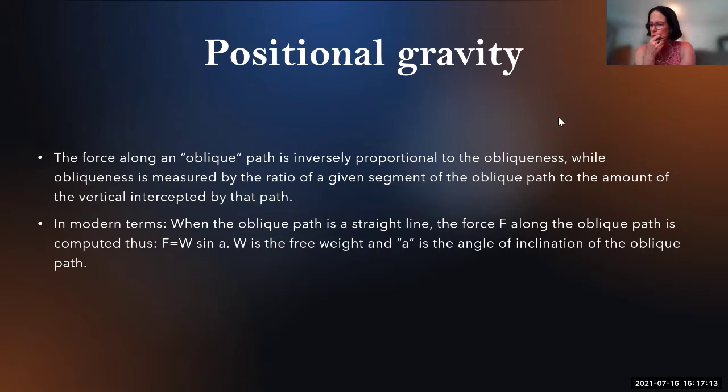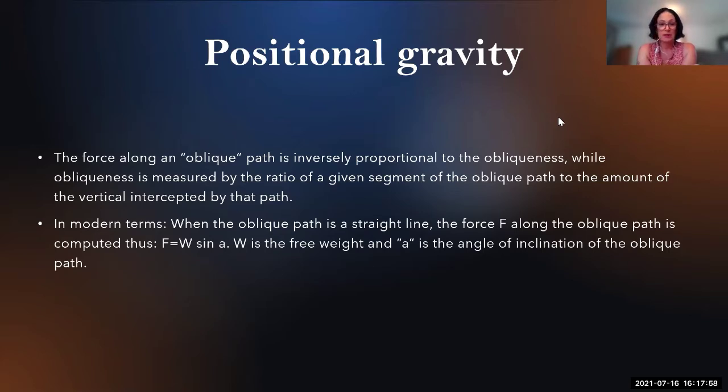In modern terms, we would say that when the oblique path is a straight line, then the force F along the oblique path is computed thus: F equals W sine alpha, where W is the free weight and alpha is the angle of inclination of the oblique path. When the path is arced, the positional gravity or effective weight is measured by taking an arbitrary segment of the path of possible descent or ascent of a weight and determining its projection on the vertical. The larger the vertical projection is in relation to the length of the trajectory, the heavier is the positional gravity.